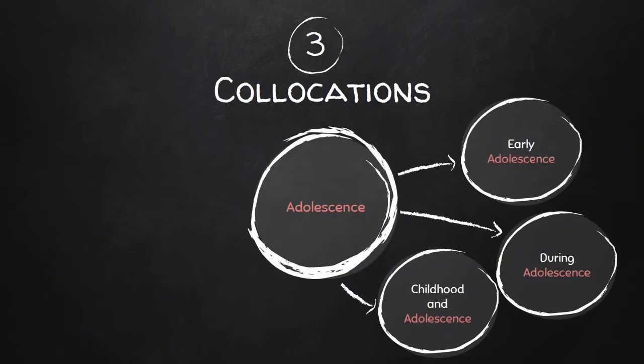Collocations for adolescence. Well, we have early adolescence. Early adolescence is like 13, 14, 15 years old. During adolescence. And childhood and adolescence. Adolescence is a good comparison word for childhood. You have childhood, adolescence, adulthood.